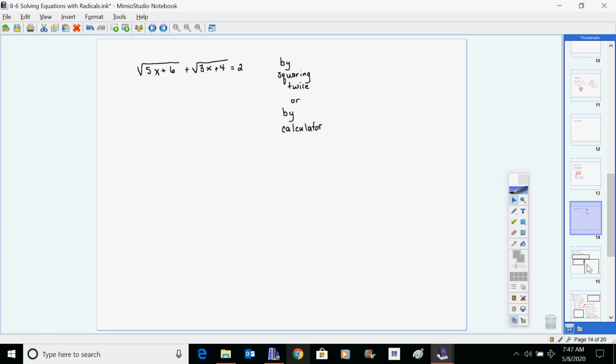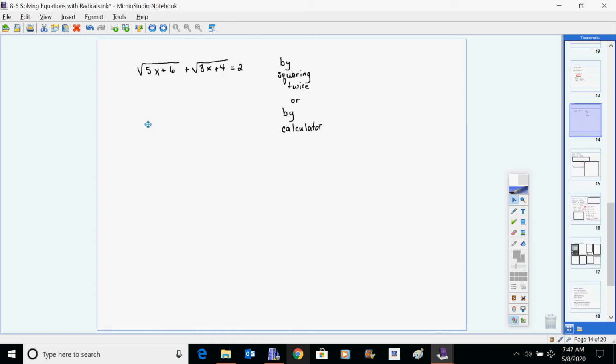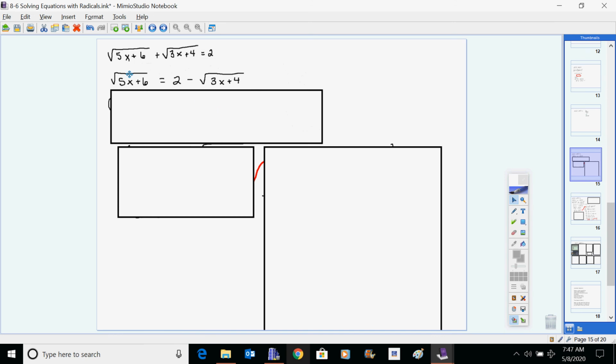Sometimes things get really crazy. This one's going to take a lot of work, so I'm going to show you the long way of doing it by hand, and then we're going to use the calculator to show you a shortcut on it or a different way of doing it. Now, let's just go through this. Okay, so first of all, I moved this over so I have an individual square root on one side.